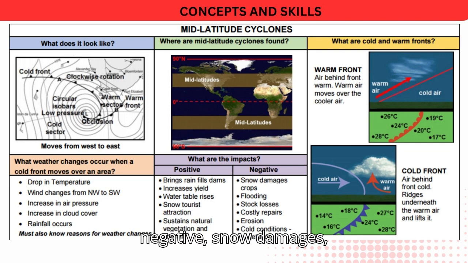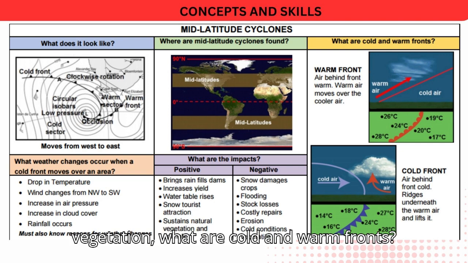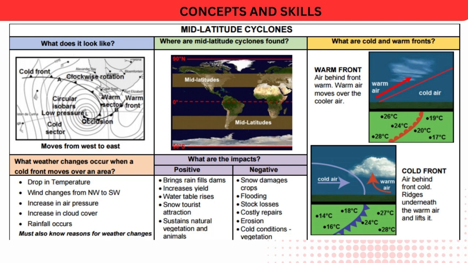Negative: snow damages crops, flooding, stock losses, costly repairs, erosion, cold conditions, vegetation damage. What are cold and warm fronts?